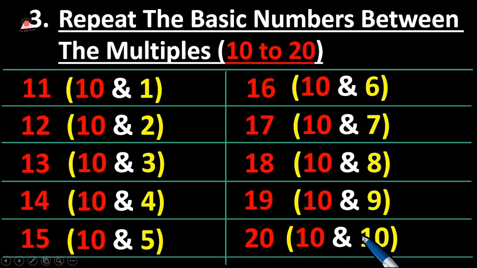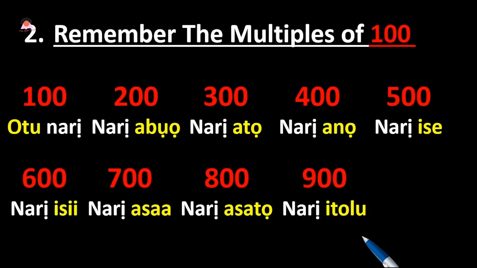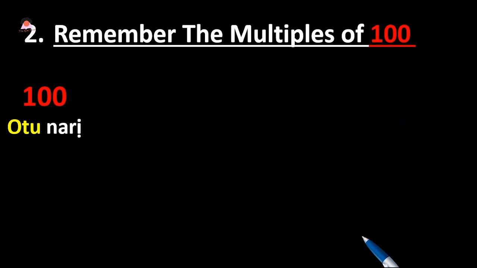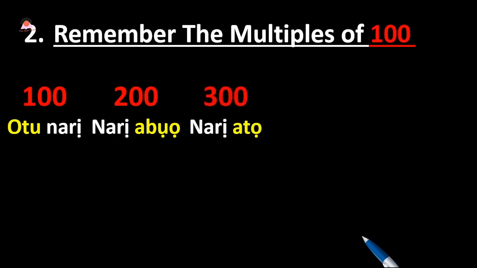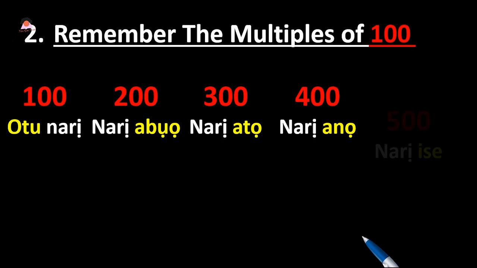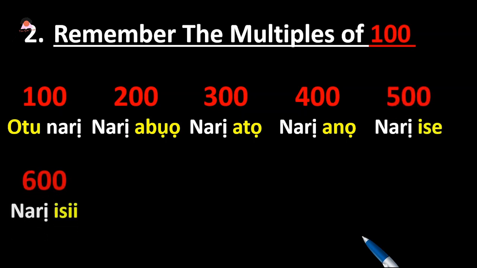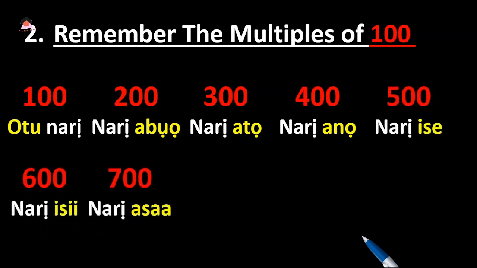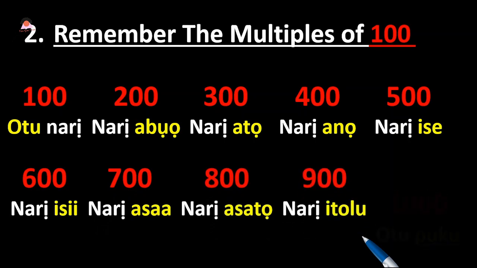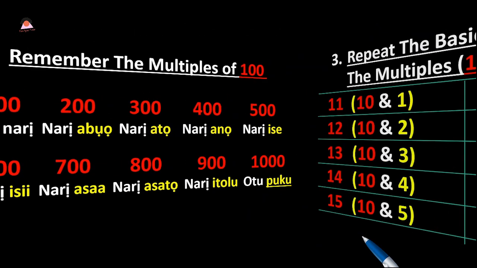So let's move, but before we move on, I want us to repeat this counting again for emphasis sake. Let's count. That's 100, which is otu nari, 200 nari aboa, 300 nari ato, 400 nari ano, 500 nari ise, 600 nari isi, 700 nari asa, 800 nari asato, 900 nari itolu, and 1000 otu puku.